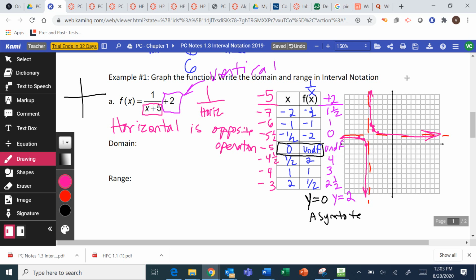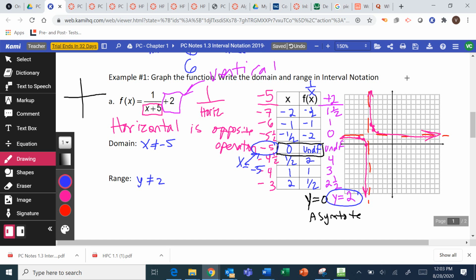So for domain and range, for these kind, where the asymptotes are, that's the only places it can't equal. So the asymptotes are really important because that's telling us our domain and range. So here, y equals 2, that's an asymptote. And up here, x equals negative 5. Those are our asymptotes. Okay, for the domain, x cannot equal negative 5. For the range, y cannot equal 2.